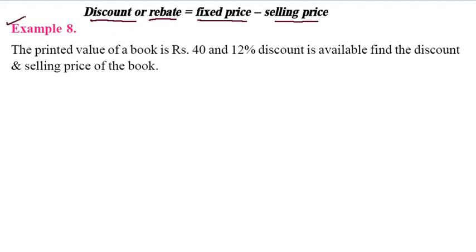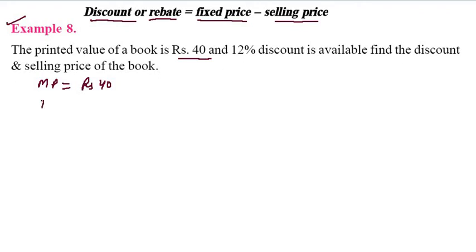Now come to the example number 8. The printed value of the book is given as rupees 40. So that is the mark price, so you can say MP. MP, mark price, that is the rupees 40. So discount is 12% is available. Find the discount and selling price.